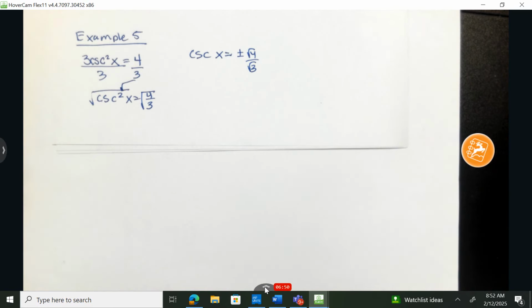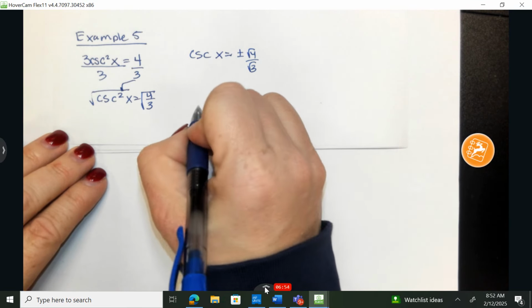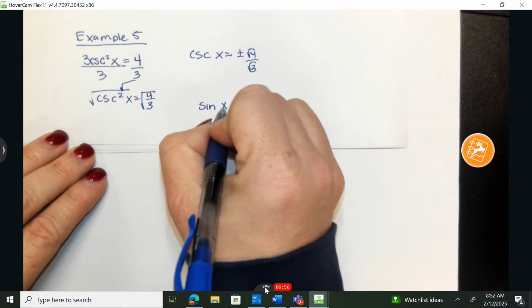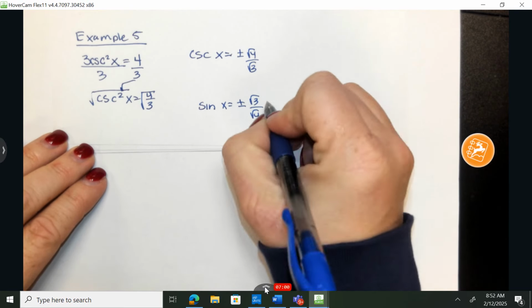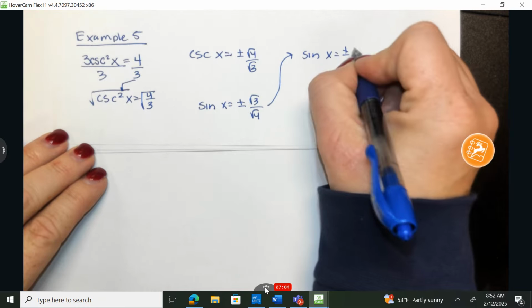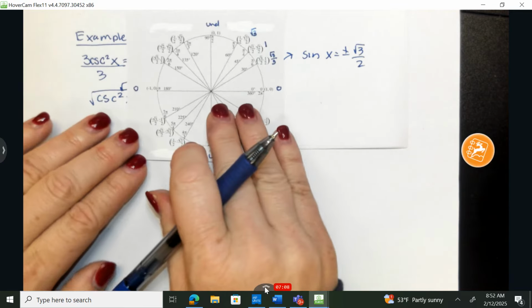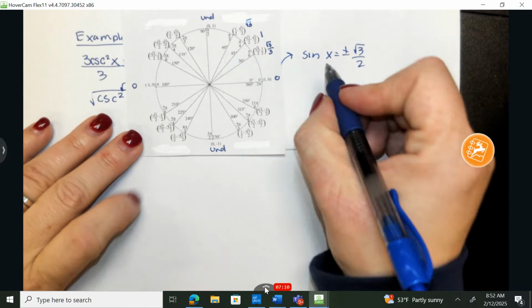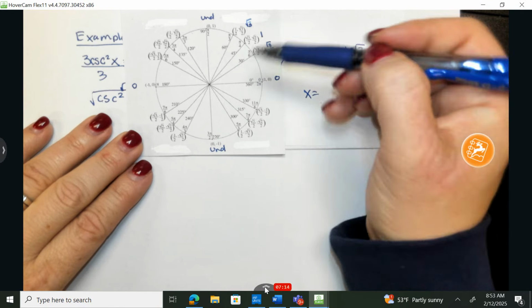Now before I do anything else, I recognize that cosecant and sine are reciprocals. So the sine of x is equal to plus or minus the square root of 3 over the square root of 4. And the square root of 4 can be simplified to 2. So plus and minus. Where are the sine values equal to plus and minus the square root of 3 over 2?